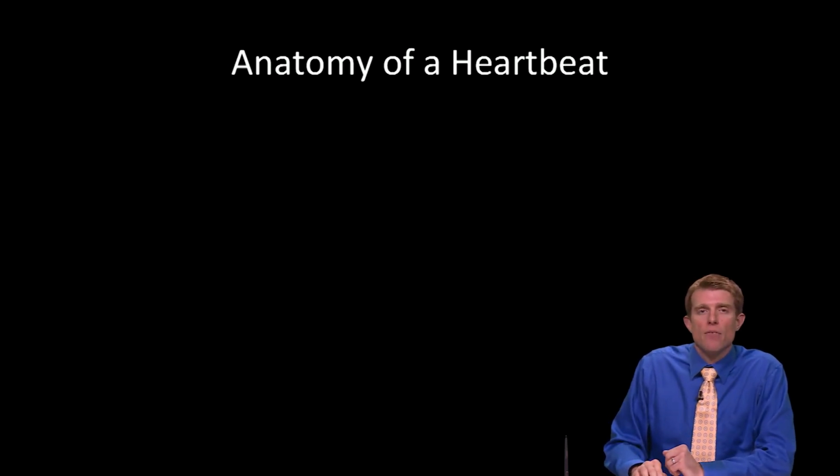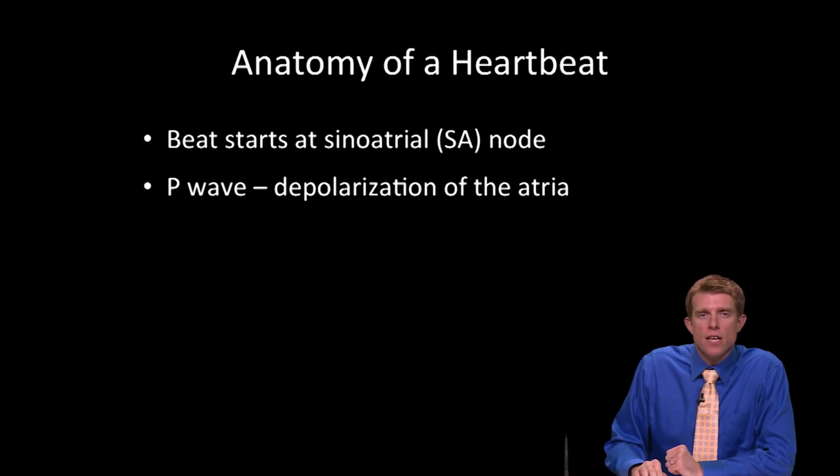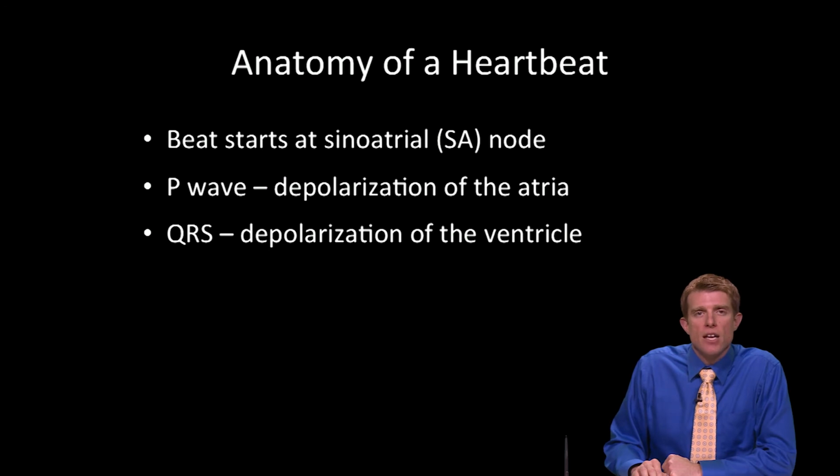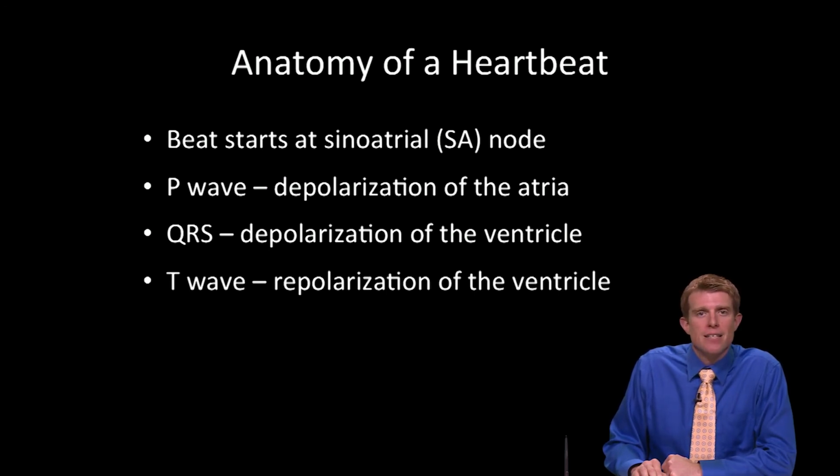That's the anatomy of our heartbeat, right? So it starts at the SA node. The P wave is the depolarization of the atria. The QRS is the depolarization of the ventricle. And the T wave is the repolarization of the ventricle.